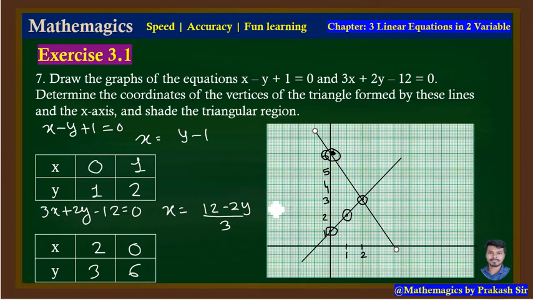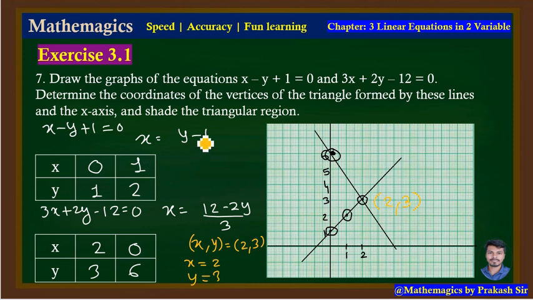Now both the lines are prepared, and the point of intersection is this one only. Let me write this one. So the point of intersection is 2 comma 3. So here x comma y is equal to 2 comma 3. It means x is equal to 2 and y is equal to 3.